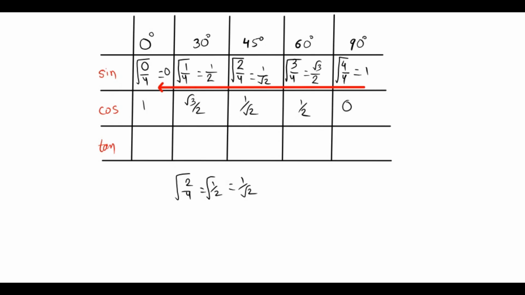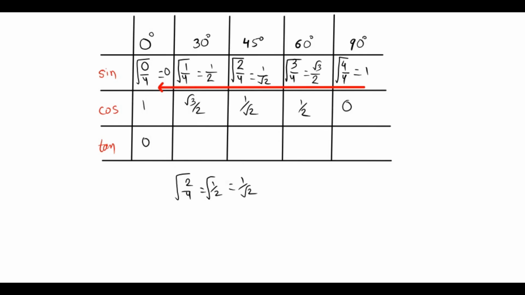Now let's look at tan. Tan is the ratio of sine and cos. Tan is equal to sine divided by cos. For tan of 0 degrees, it would be sine of 0 degrees divided by cos of 0 degrees, which is 0 divided by 1. 0 divided by 1 is 0, so tan of 0 degrees is 0.